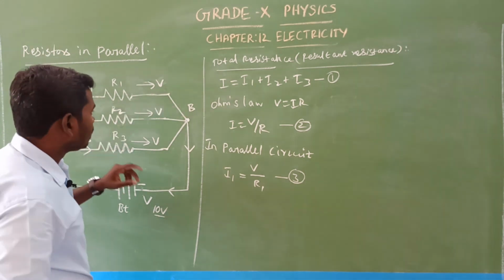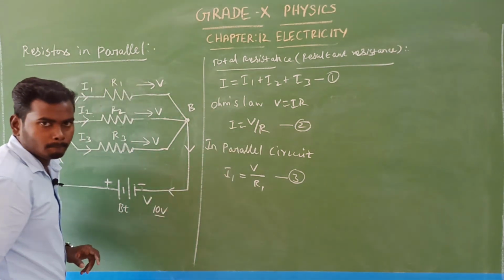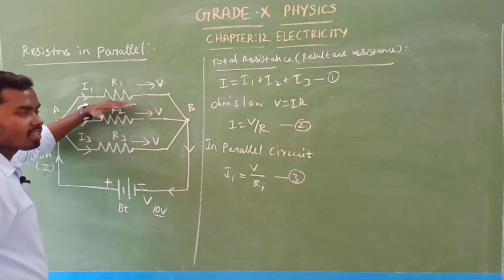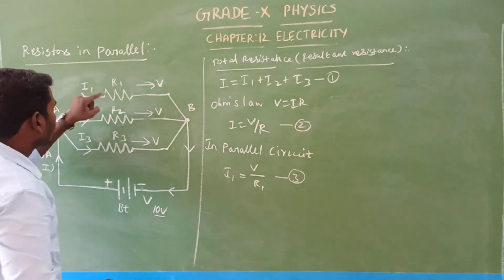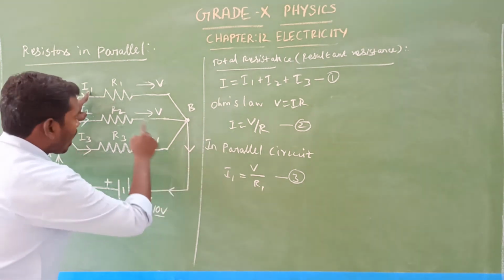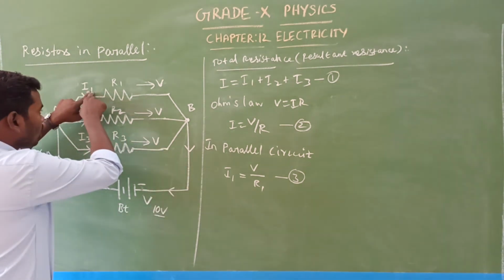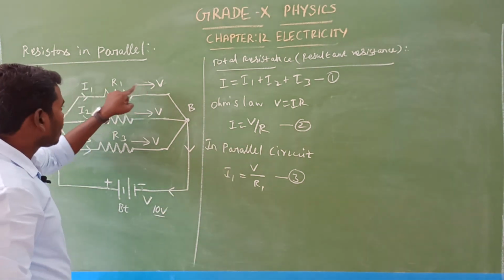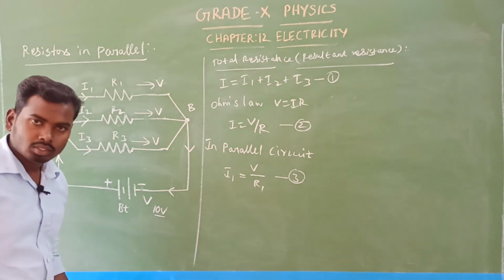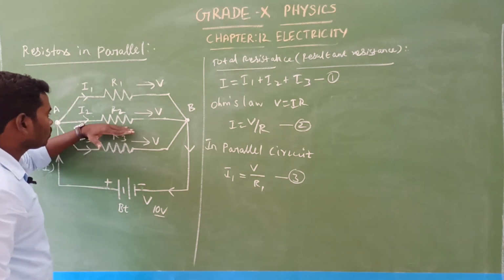So already we know I equal to V by R. So across the resistor R1, what is the current value? I across the resistor R1 is I1, which is equal to the potential difference V, the same potential difference, divided by resistor R1. That's all. Next, come to the second one.